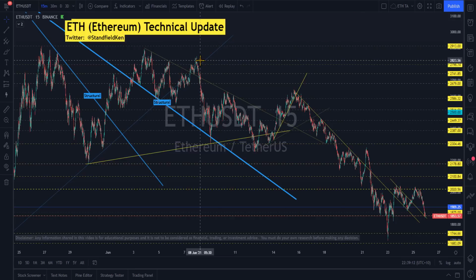Let's get into the technical analysis side. Let's have a look at Ethereum. Ethereum is currently trading at 1853 at support. It has resistance above it at 1909 and resistance above that at 2020. It has support at 1744.